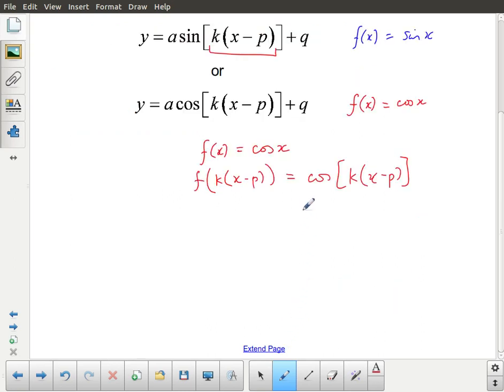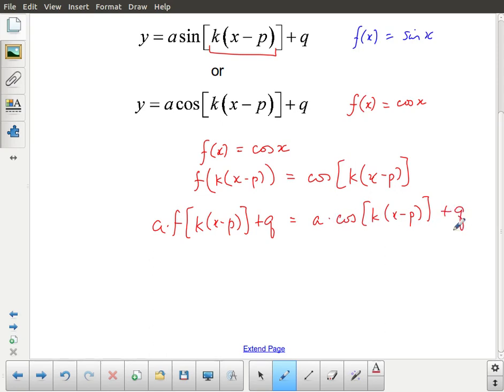Those are the horizontal transformations. And then I could also multiply that whole function by a. So that's a outside the function bracket. And then I could add q. And again, this is outside the function bracket. So of course, a outside the function bracket multiplies the function itself. And then once we're done with that outside of the function, we have our q value.